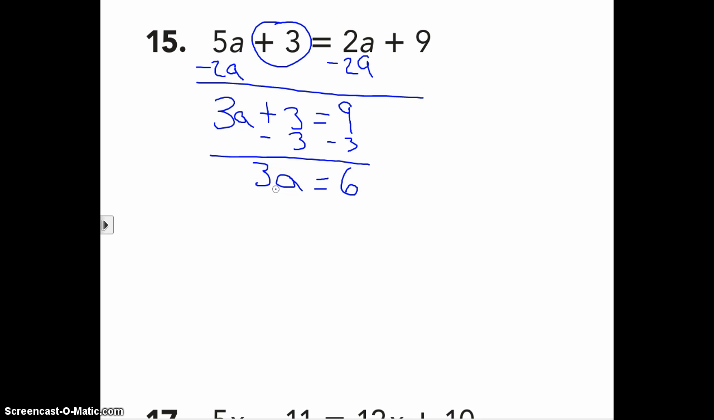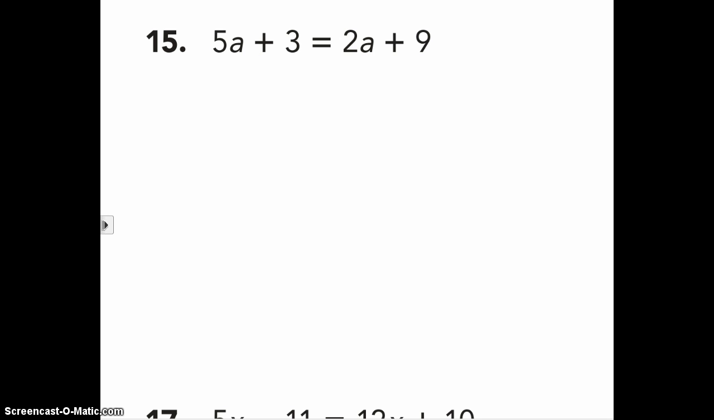Now this is multiplication, 3 times a. The opposite of multiplication is division, so I'm going to divide both sides by 3. 3 divided by 3 is 1, which makes just 1a or a. And 6 divided by 3 is 2. So I end up with the solution a equals 2.